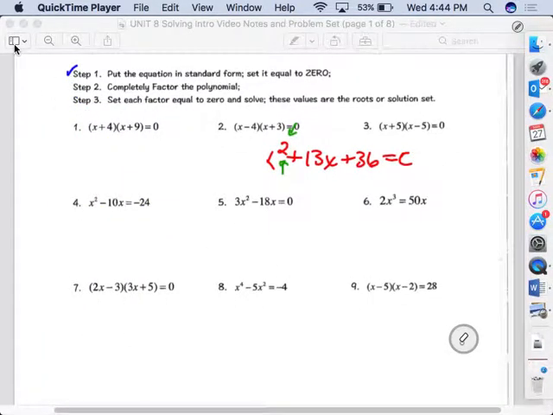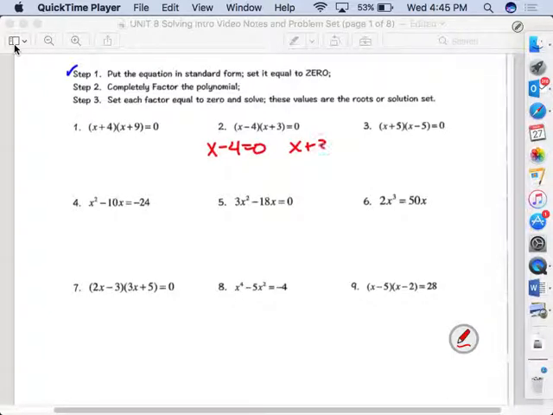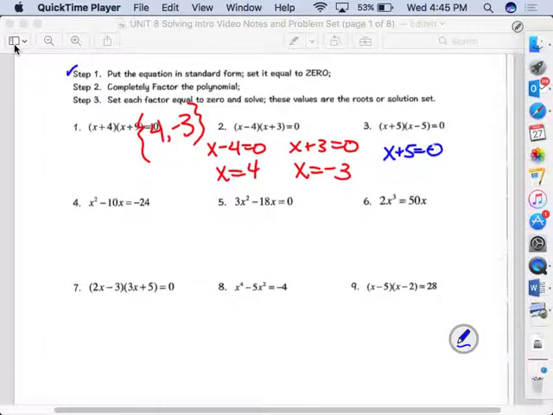So let's do a few more on the video. Number 2, it's pre-factored for you. It's already set equal to 0, so I simply take each individual factor, set them equal to 0, to arrive at the two roots or solutions. The first root is +4, the second root is -3, so my solution set would be 4, -3 in the braces. Looking at number 3, the difference of squares, the pattern. My first root would be -5, and my second root is going to be +5, setting each individual factor equal to 0.